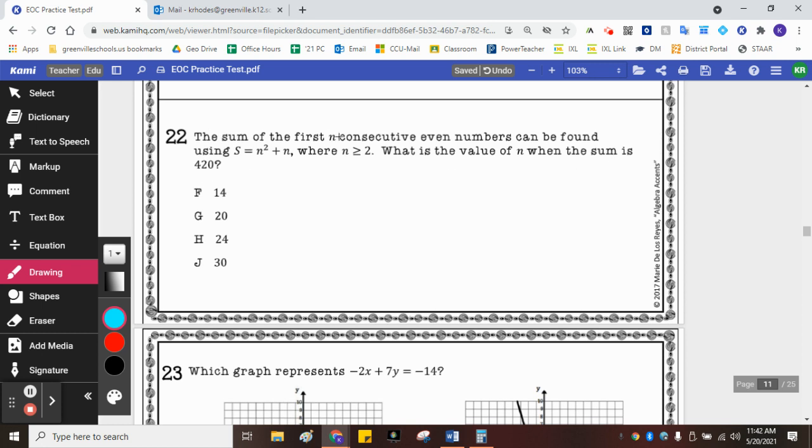The sum of the first n consecutive even numbers can be found using the equation where n is greater than or equal to 2. What is the value of n when the sum is 420? So s equals n squared plus n, as long as n is greater than 2. What is the value of n when the sum is 420? So the sum is s, so this is 420 equals n squared plus n.